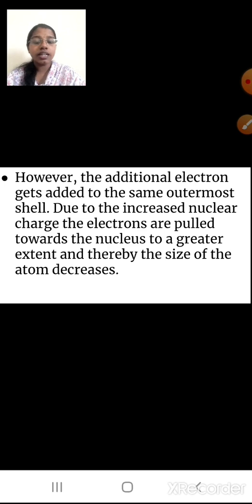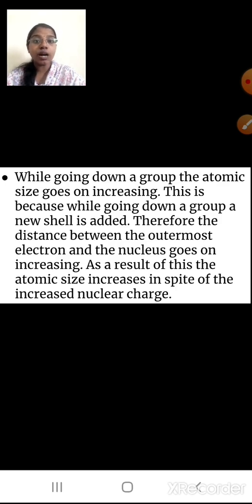Okay students, now while going down a group, the atomic size goes on increasing. This is because while going down a group, a new shell is added. Again, if you compare now hydrogen, and down is the lithium in group 2. First is the hydrogen and then is the lithium. So what happens now there? There the atomic size goes on increasing. This is because while going down a group, a new shell is added.